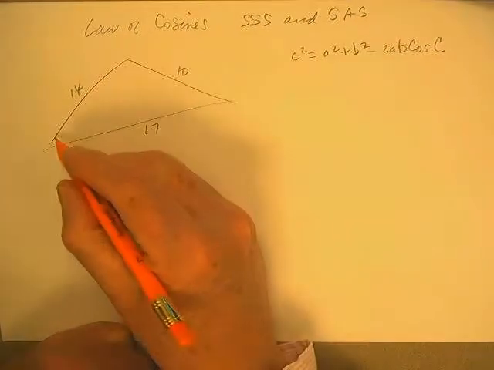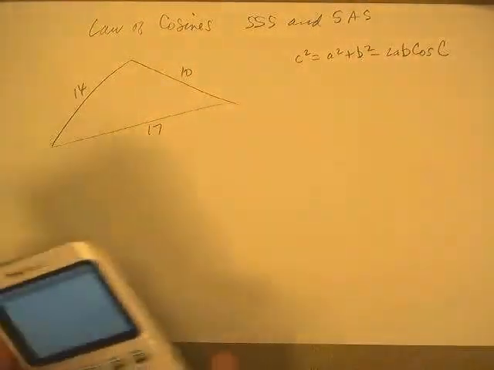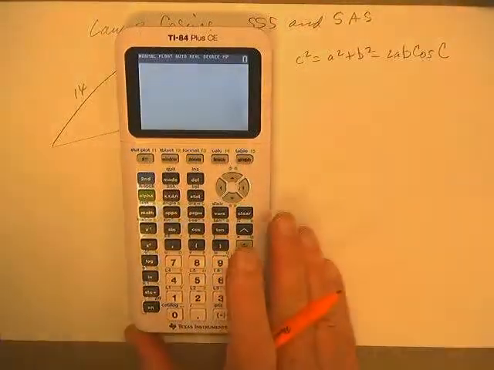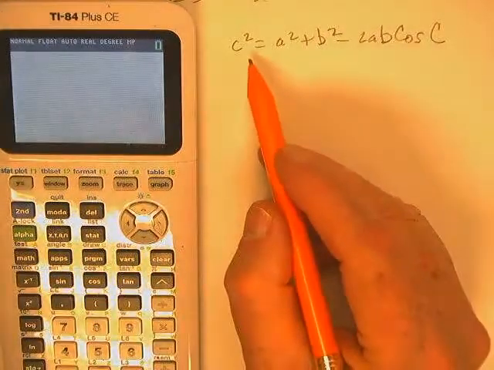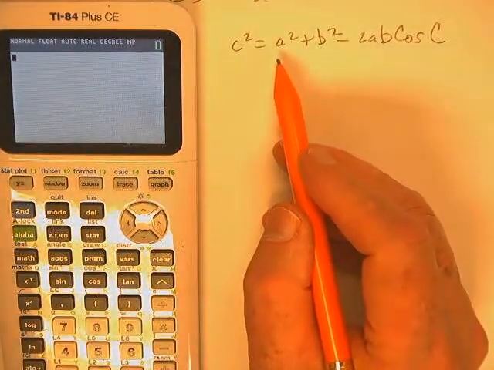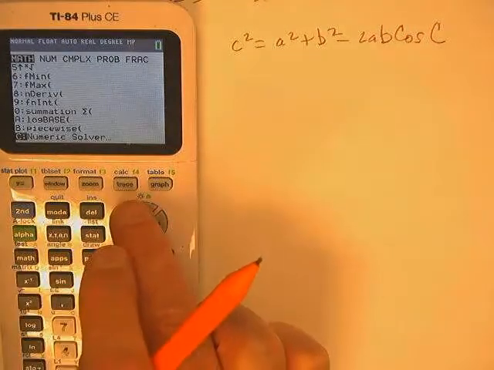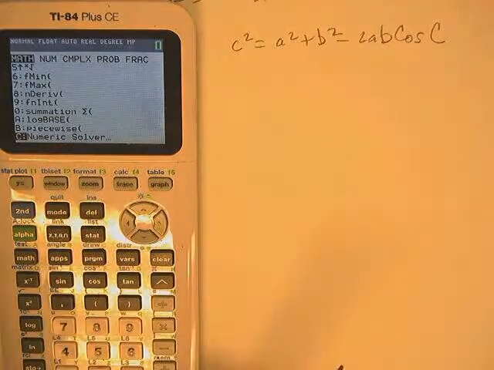And notice I have three sides here. I just need to find the three angles. So to do it, this can be a calculator issue at times. So we're going to use the equation solver and just go put this in. So we want to go to Math, Numeric Solver. There it is right there. So hit Enter.